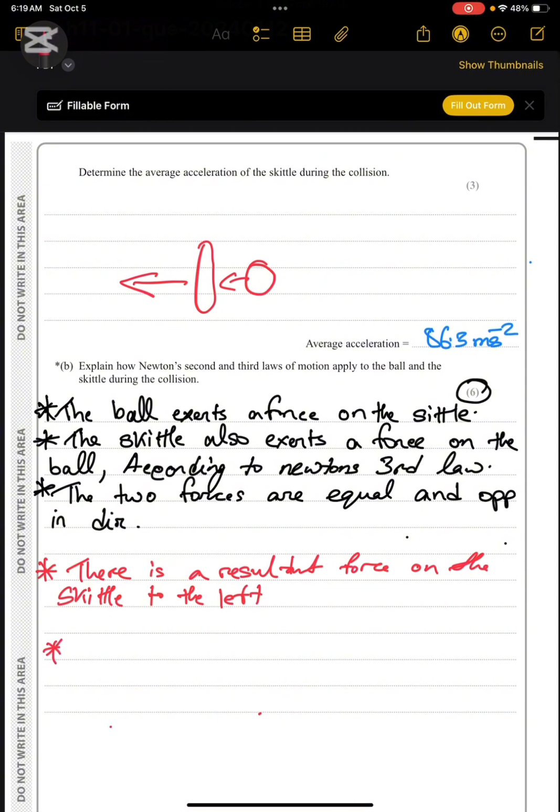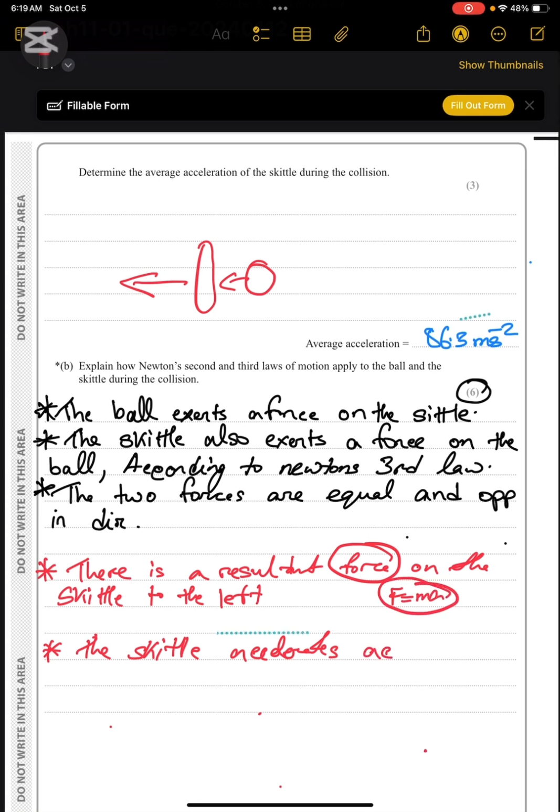And the fifth point will be: the skittle accelerates. There is a resultant force. We know force is equal to ma, so the skittle will accelerate. The skittle accelerates according to Newton's second law. It will accelerate just because of this formula, F equals ma.